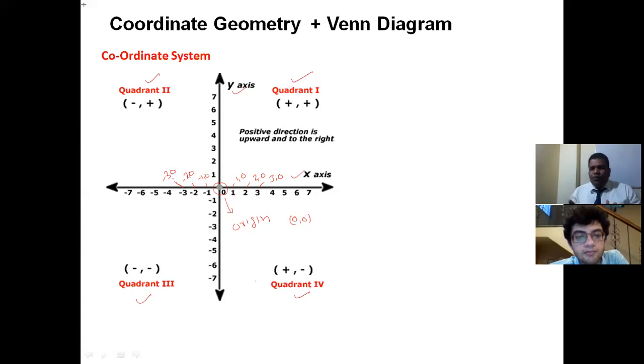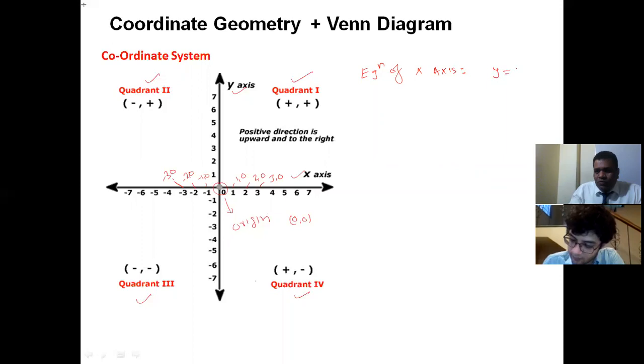If you take any point on the x-axis, the y coordinate is always 0, right? So the generalization of this is that the equation of the x-axis is y equals 0, because for every point on the x-axis, the y coordinate is 0. Similarly, can you guess what could be the equation of the y-axis? x equals 0. Correct. x equals 0.